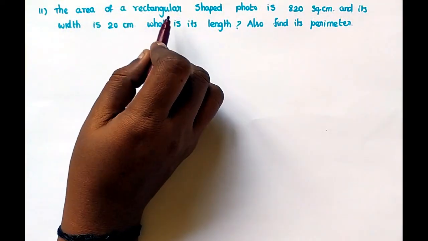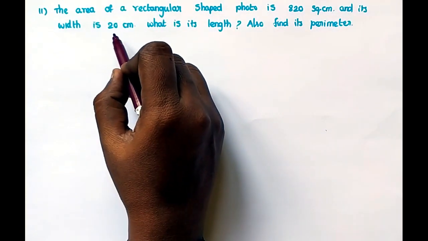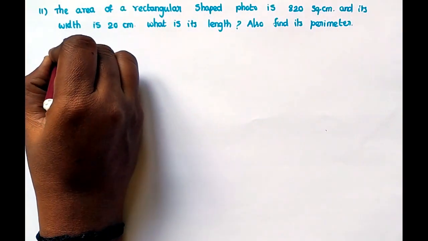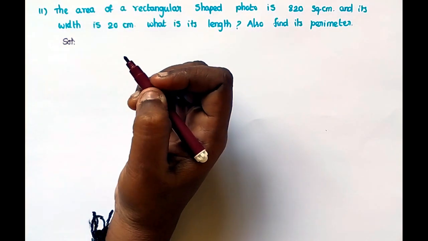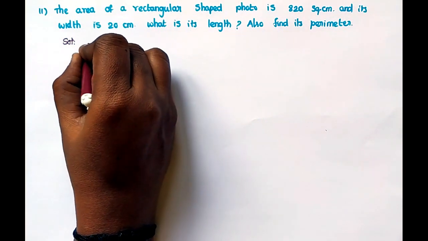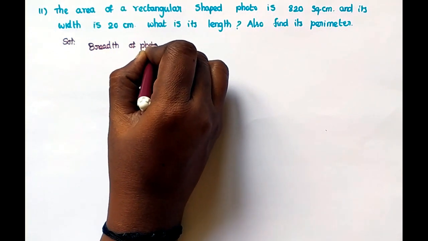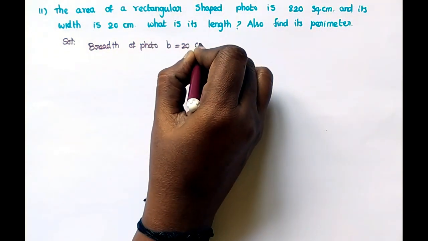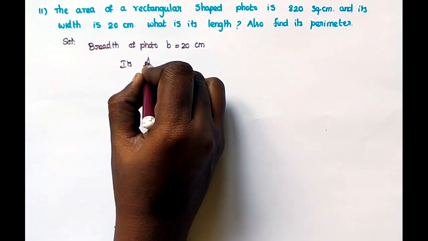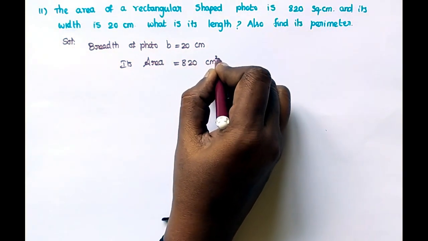11th sum, the area of a rectangular shaped photo is 820 square centimeter and its width is 20 centimeter. What is its length and also find its perimeter. Listen, write down what they given first. They given its breadth. Breadth of photo is equal to 20 centimeter. Width means breadth. And area also they given. Its area is 820 centimeter square.